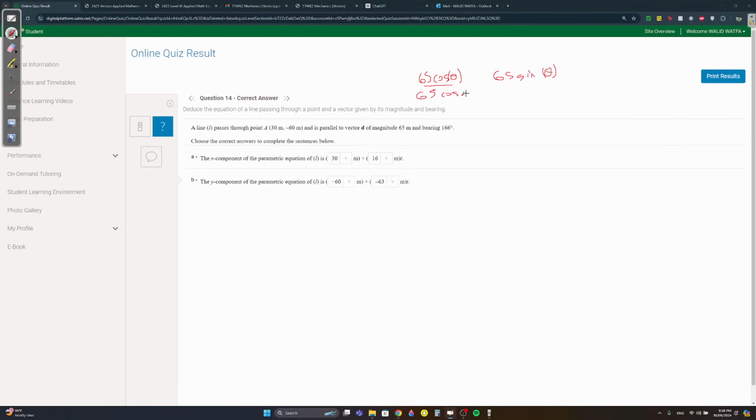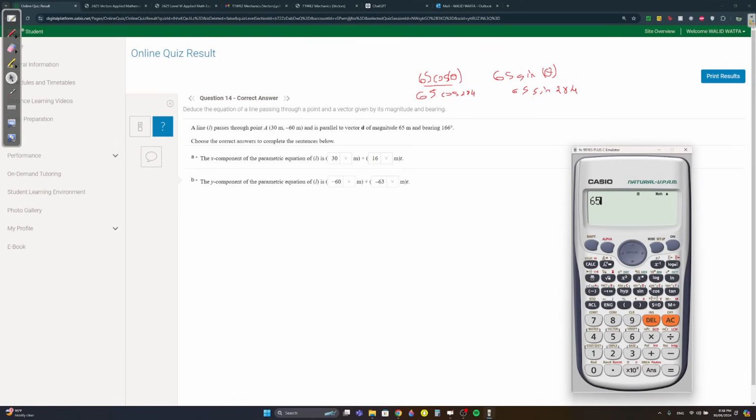So 65 cosine 284, we said, and 65 sine 284. Let's see. 65 cosine 284, you get 15.7, let's keep it as 15.7 i. And then for the y component, it will be 65 sine 284, which is minus 63.1, or let's just say minus 63 j. Okay? So this is now the equation of the line.